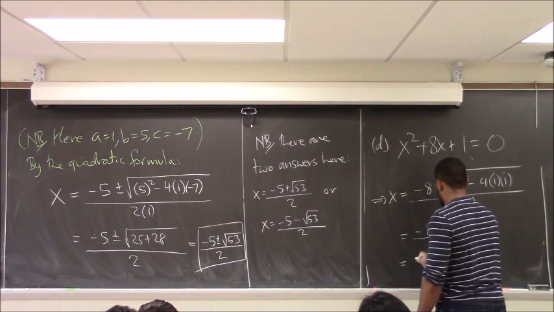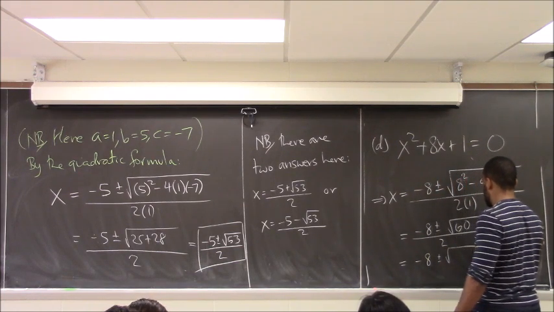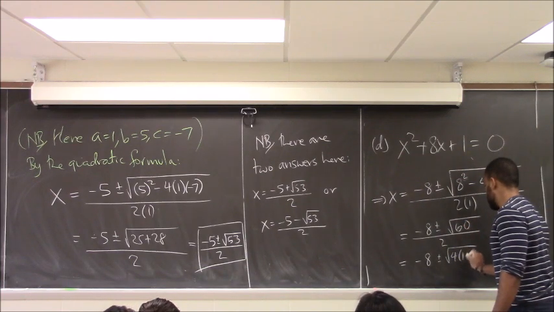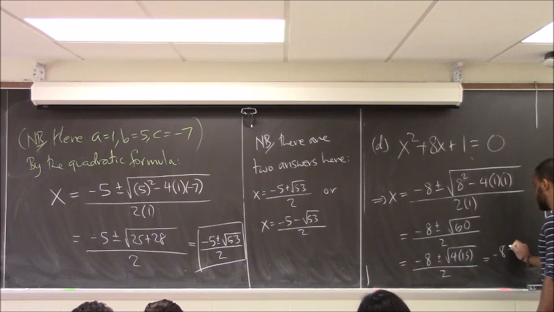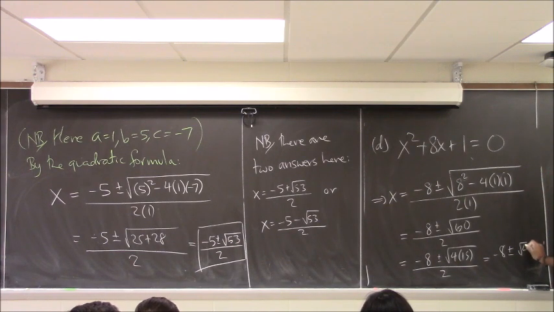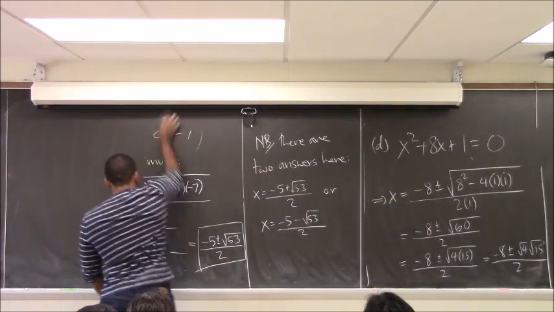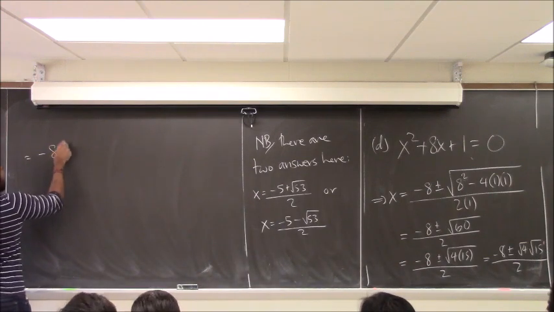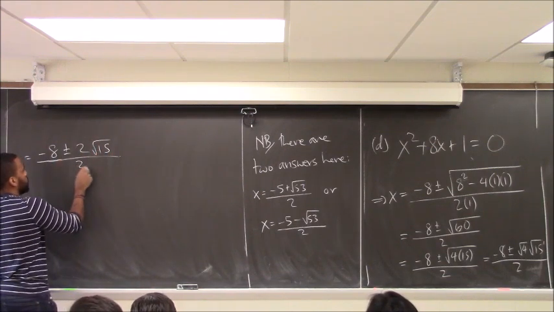What's radical 60? It's 4 times 15, and we know that the laws of exponents tell us that we can split the radical here. So that's radical 4 times radical 15. And we just get minus 8 plus or minus 2 radical 15, all over 2.